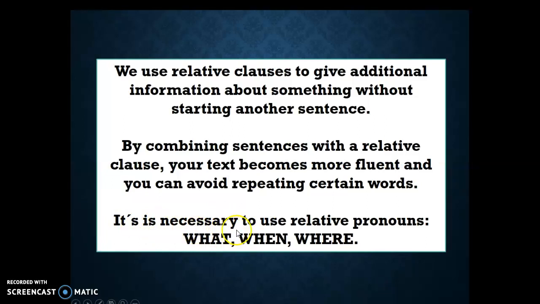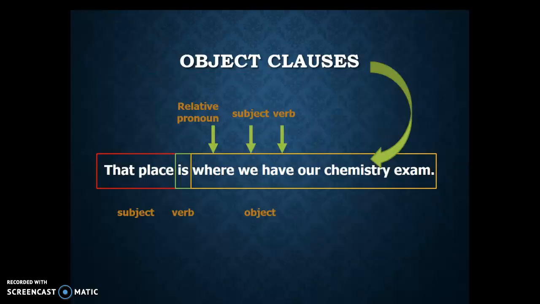So it is necessary to use relative pronouns. On this occasion, we are going to use what, when, and where. These relative pronouns are going to help us join two sentences and have an object clause.